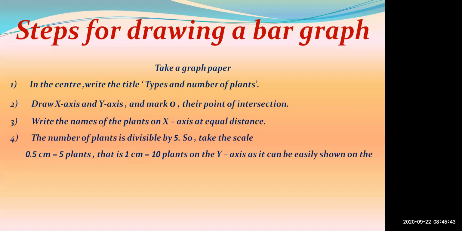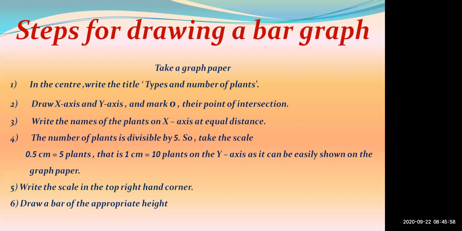on the y-axis. Then what was our next step? Write the scale in the top right hand corner. See, this is very important. If you are not writing this, you will not get the marks. So what was our last step? Draw a bar of the appropriate height above the name of each plant on the x-axis. So these were the steps for drawing a bar graph, and everyone knows how to draw a bar graph now.